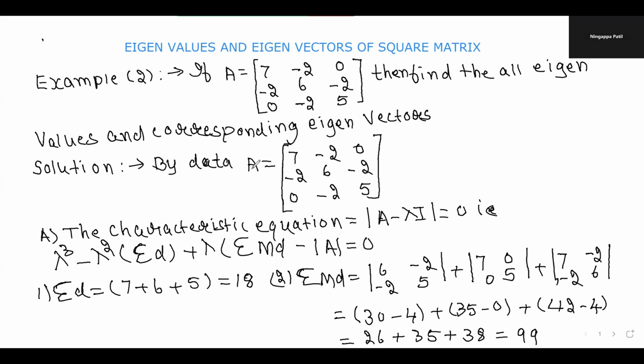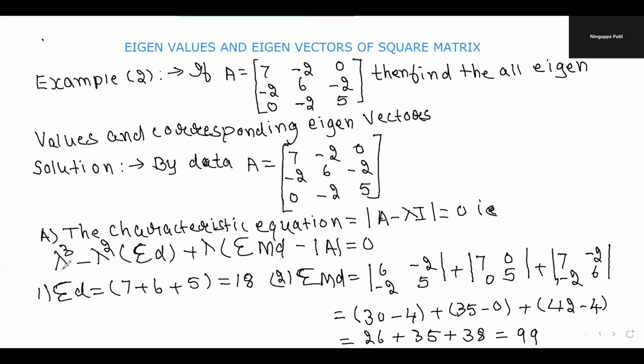Solution. By the data, A is given by the examiner: 7 minus 2 0, minus 2 6 minus 2, 0 minus 2 5. Now, first of all, you have to find out the characteristic equation. The characteristic equation is given by the determinant of A minus lambda I equal to 0. In most of the books, this is the formula given. But it will take more time to get the values, and simplification takes a lot of time. Therefore, I am using the shortcut method.